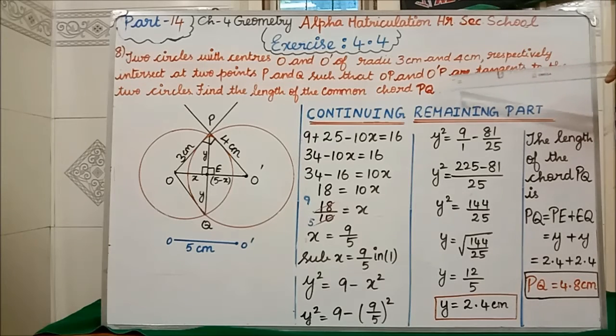So finally we have found the length of the common chord PQ is 4.8 centimeter. With this only the problem ends. Clear, students? With this our part 14 video we are going to complete. Next in part 15 video we will see you. Thank you, students.